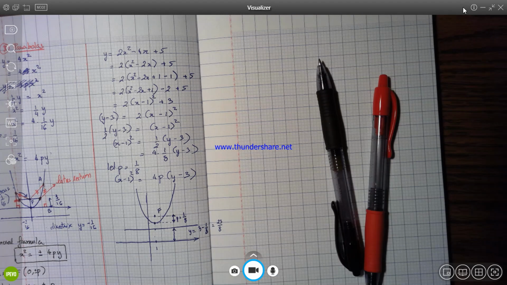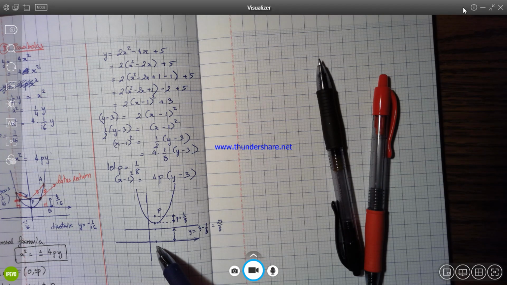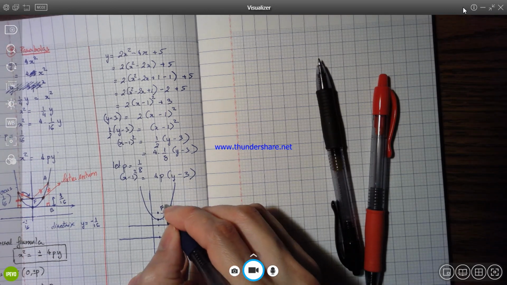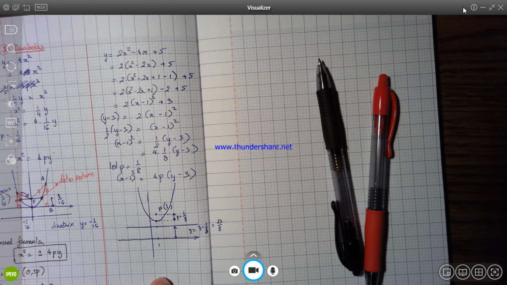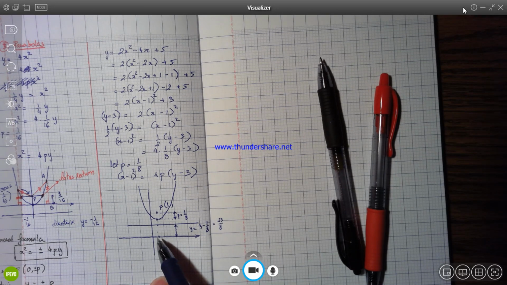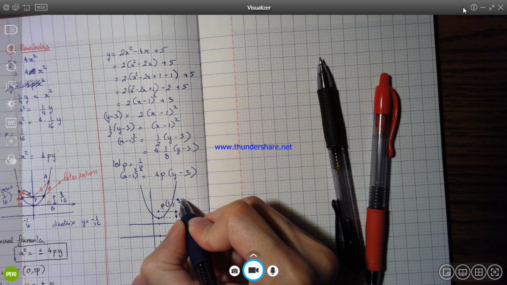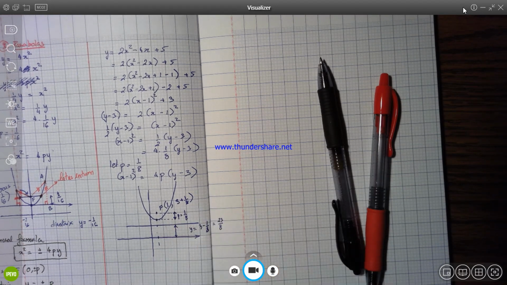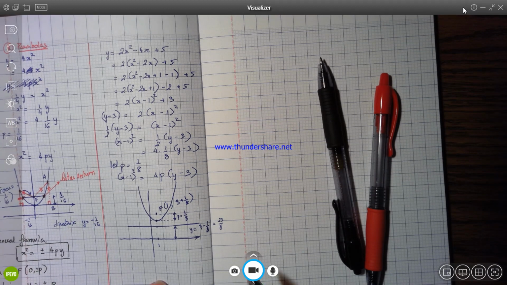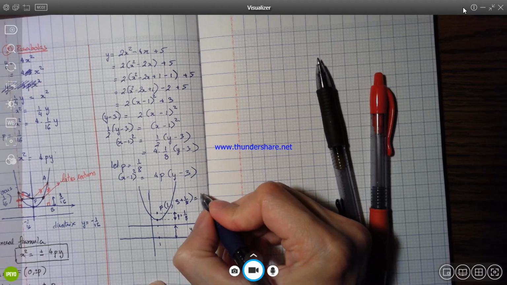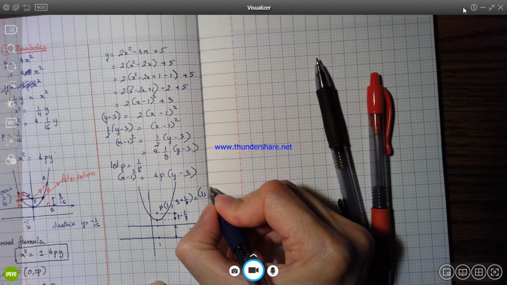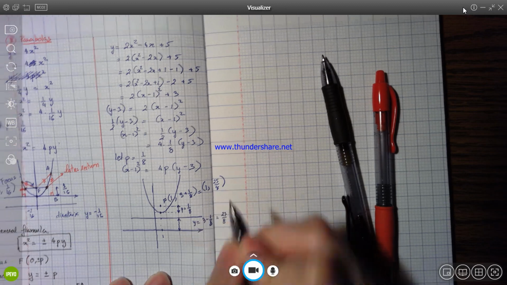The coordinate of F will be a little bit different, right? The x component will be 1, right? And the y component will be from here to here is 3, 3 plus 1/8. So my focus will be (1, 25/8), right?